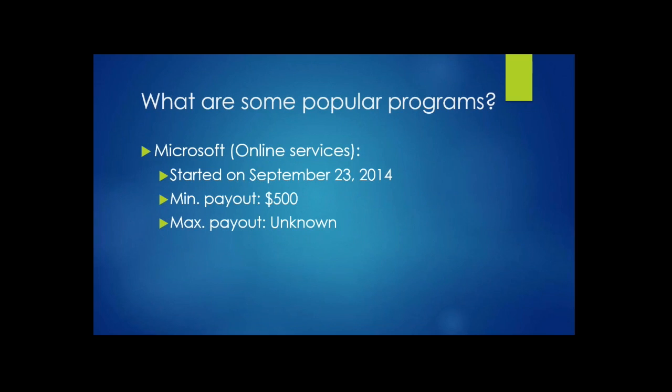More popular programs: Microsoft recently launched their bug bounty program as of September 23rd. Their minimum payout is $500. There is no max payout set. However, the scope of their program is very limited, and only the domains and subdomains that are put on their website are in the scope of the program for money to get paid.